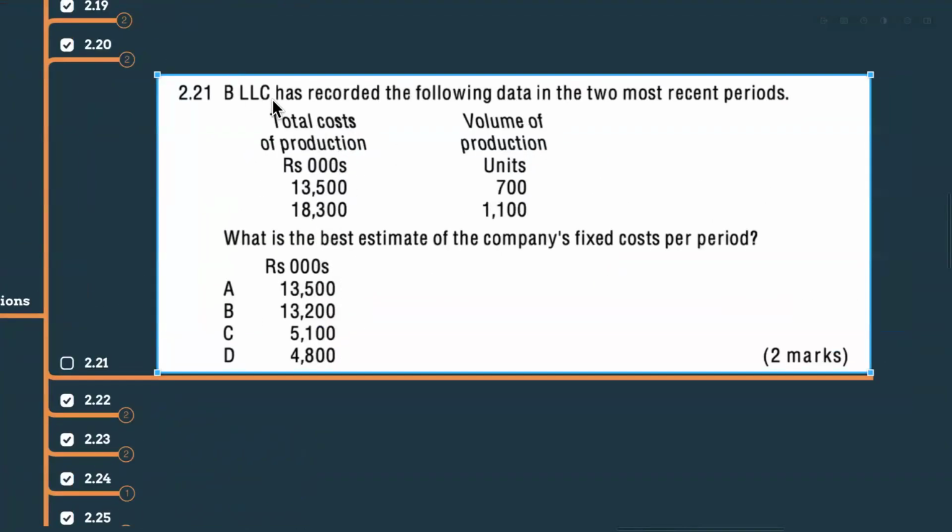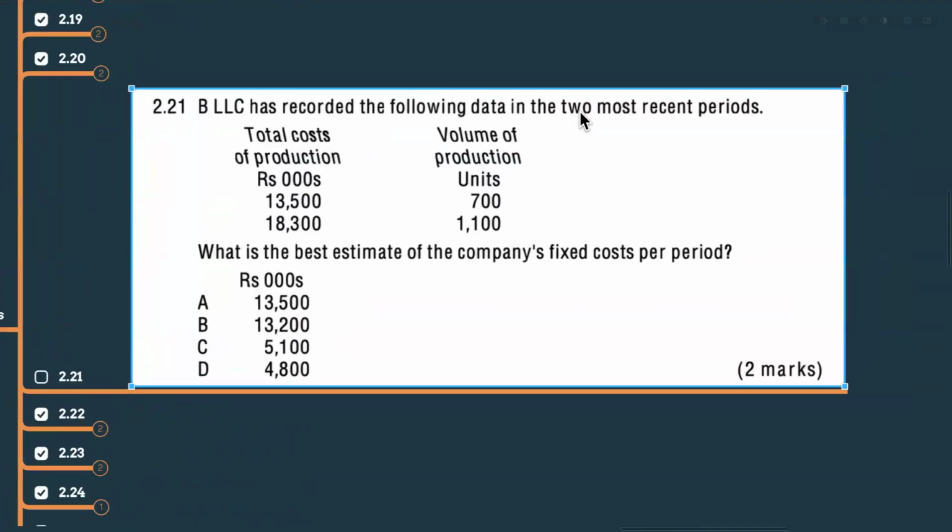See, BLLC has recorded the following data in its two most recent periods. The total cost of production in rupees thousands is 13,500 and 18,300. The volume of production in units is 700 and 1,100. What is the best estimate of the company's fixed cost per period? I hope you are with your calculators and everything. What is the answer, using the same high-low method?